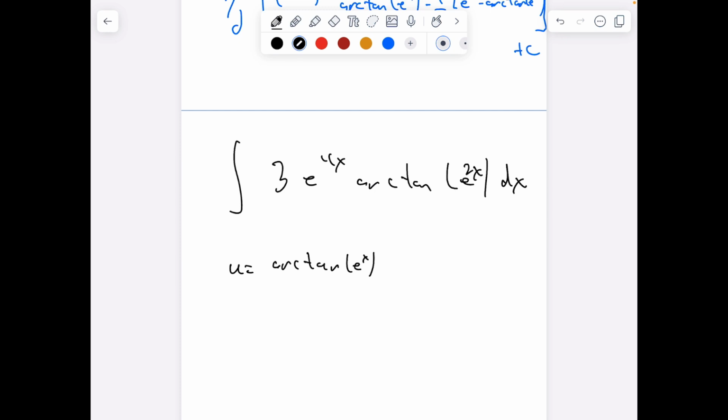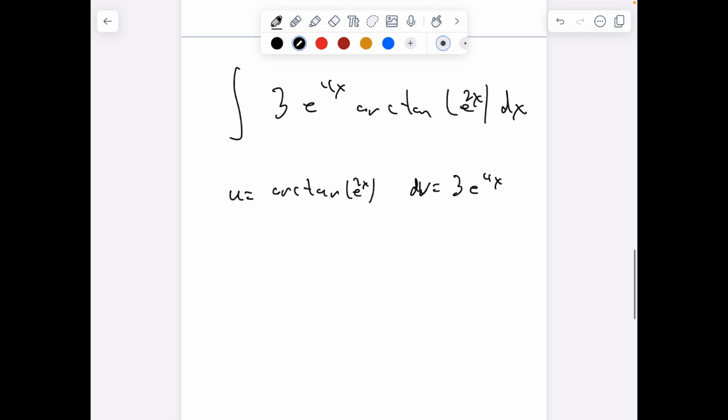Sorry, that's e to the 2x. And my dv here would have to be the 3e to the 4x. And yeah, you could find what du is, and your v, and then everything would work out in the same manner that we worked out when I made the u substitution.